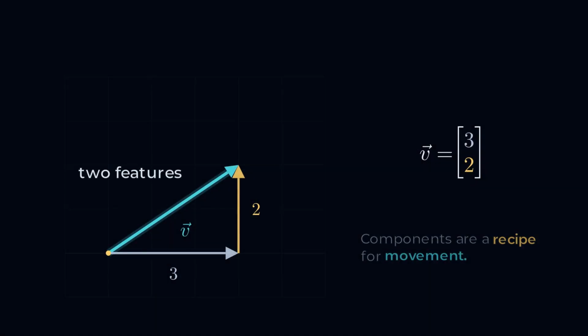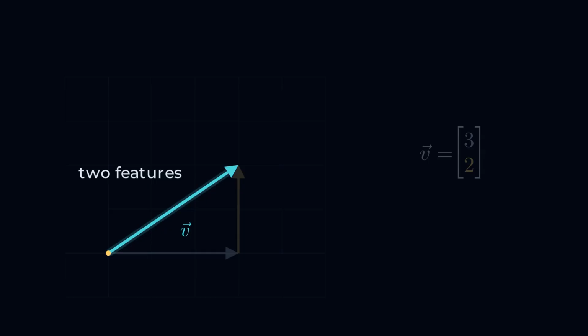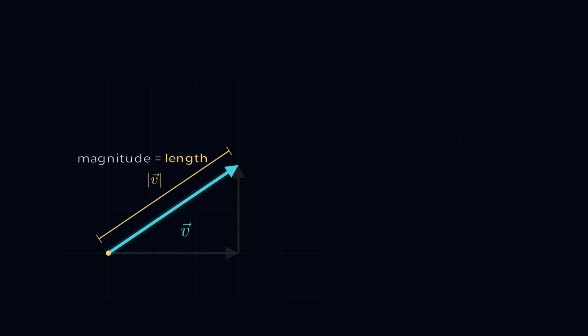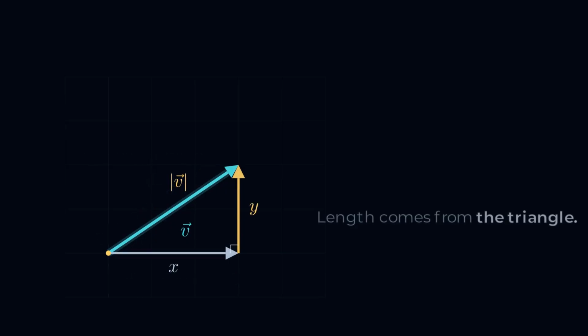Every vector has 2 visible features. Its length tells you how much movement happens, that is, its magnitude. Its angle tells you where the movement points, that is, its direction. For a vector with components x and y, the length comes from this right triangle.